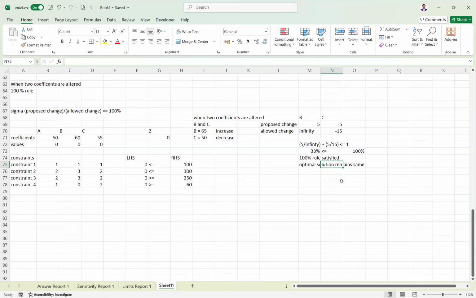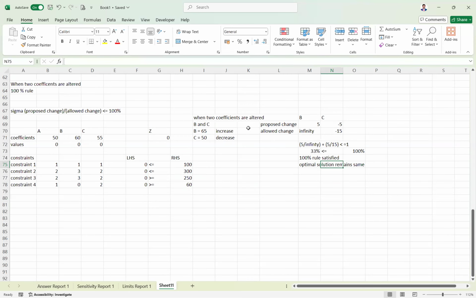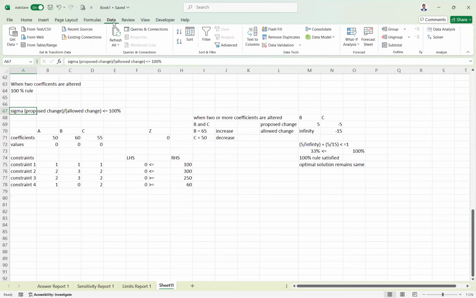Okay. So for one coefficient, if it is changing, we will only check the allowable increase and allowable decrease. But if more than one coefficient is changing, when 2 or more coefficients are being altered, then we have to check the 100% rule. That 100% rule is summation sigma of proposed change by allowable change for each coefficient. This sum should be less than or equal to 100%, which is nothing but 1. Since this rule is being satisfied here, now let us check it. We are understanding the theory side, and on the other side we are parallelly also doing the practice. So let us check if it's really happening or not.